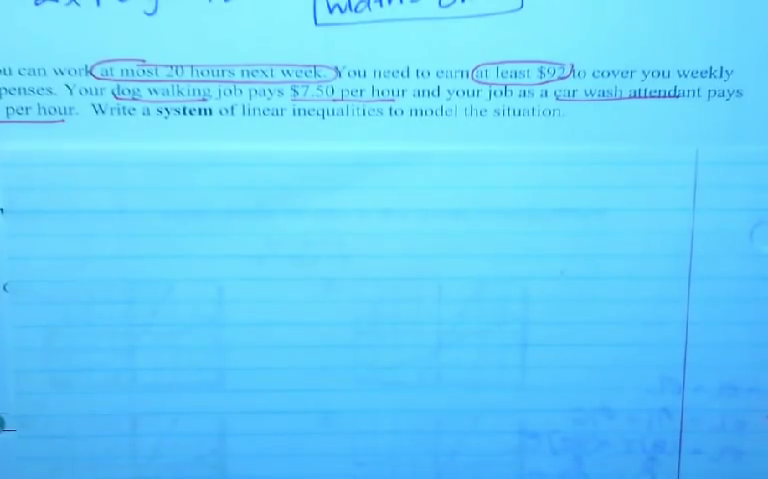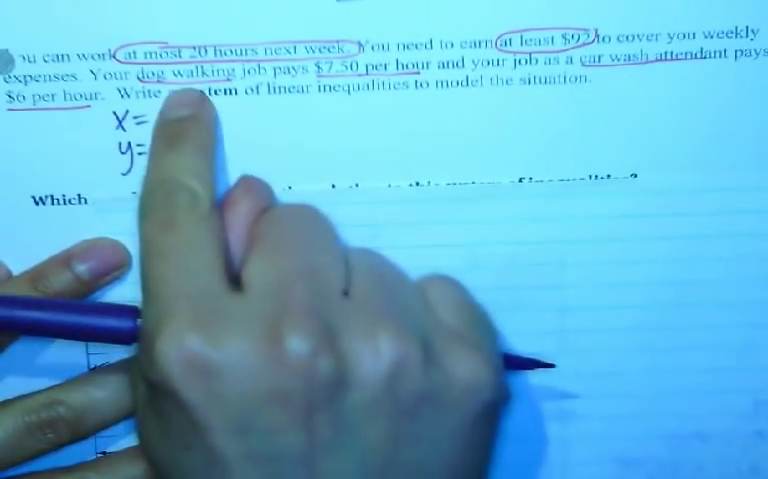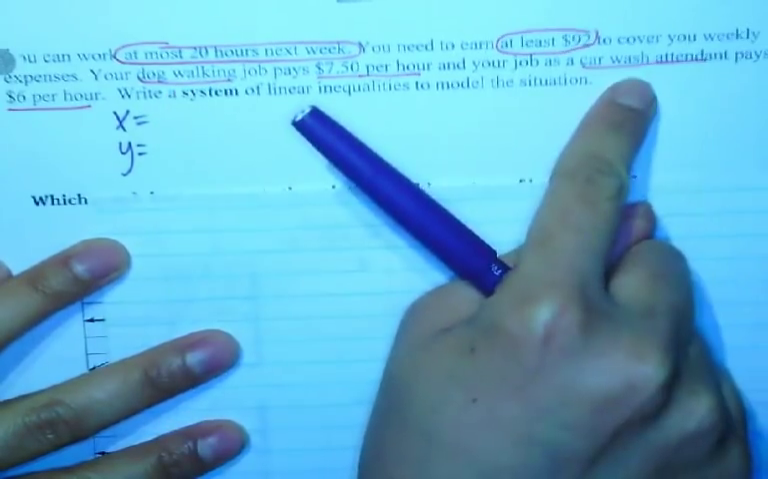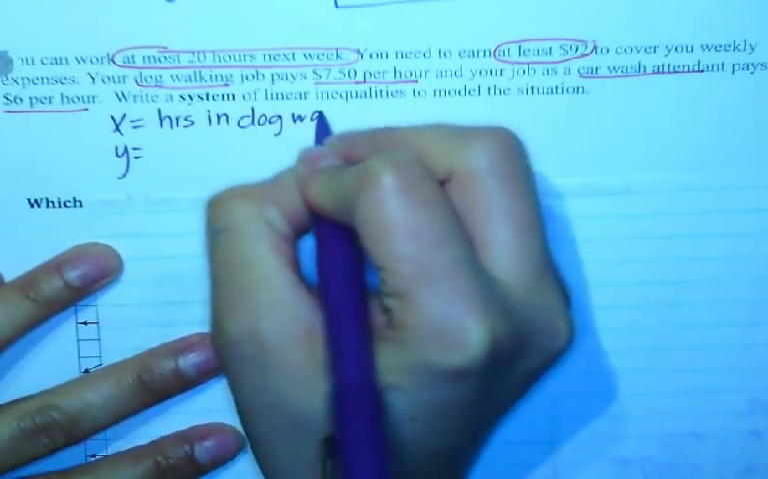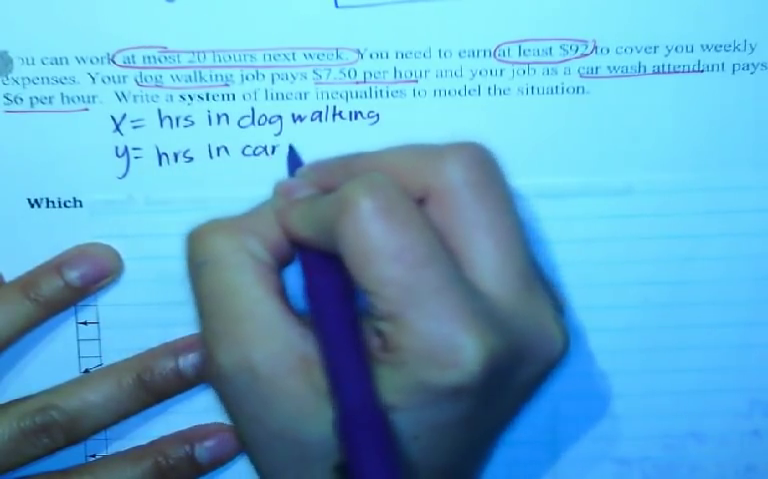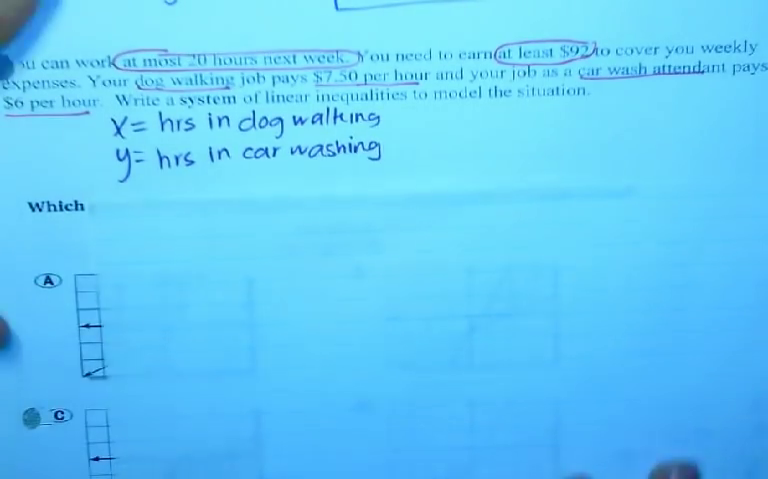So now you need to figure out what x and y represent. In this case, we're talking hours in both, but specifically how many hours you work at your dog walking job and how many hours you work in your car washing job. Okay, so that would be your variables.